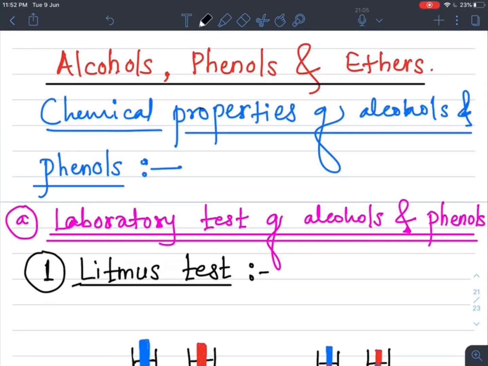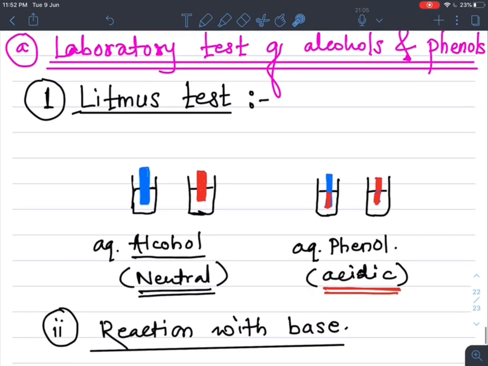Students, let's see chemical properties of alcohols and phenols. In that, the first one is laboratory tests of alcohols and phenols. In that, the first one is the litmus test. In the laboratory, if we take a litmus paper and the aqueous solution of alcohol, that is alcohol mixed with water, that solution is called an aqueous solution of alcohol.